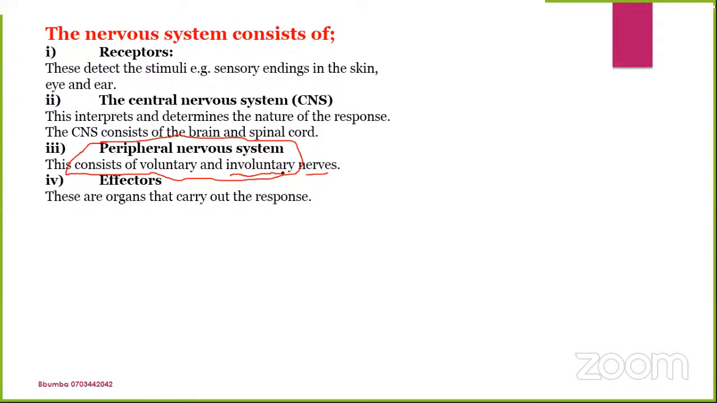Or can you stop your heart from pumping? You don't decide it. Those are controlled by involuntary nerves. So we're still looking at the peripheral nervous system. But after the peripheral nervous system, we shall of course go on and study what we call the central nervous system, which includes the brain and the spinal cord.